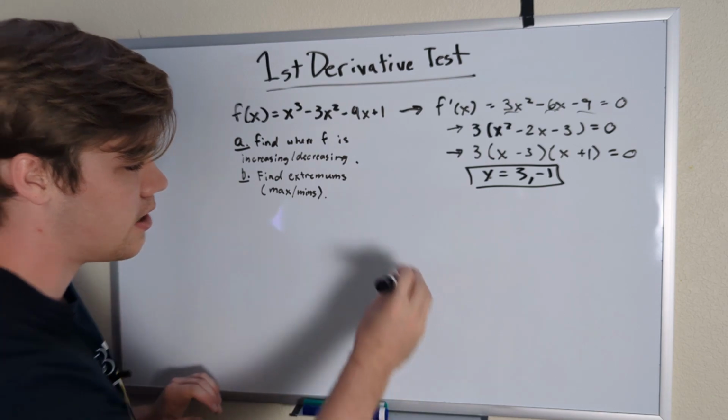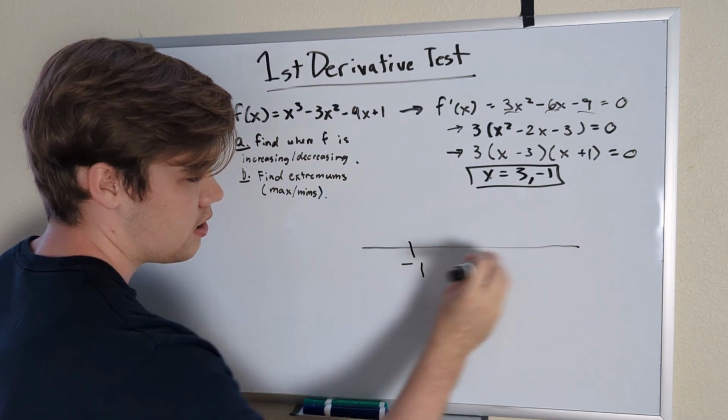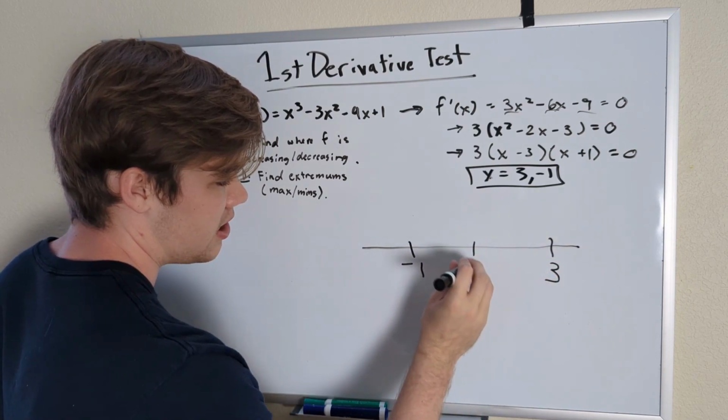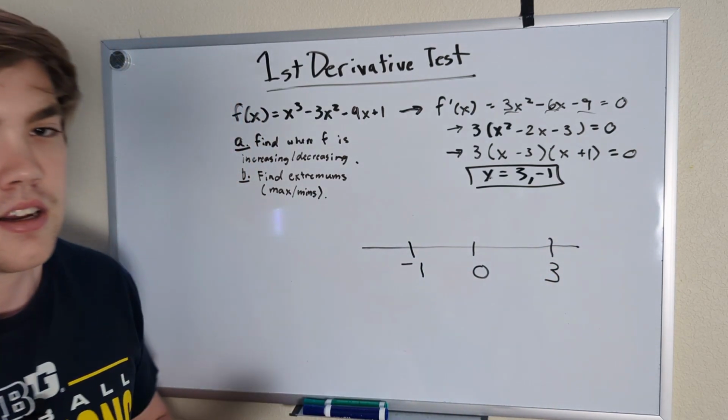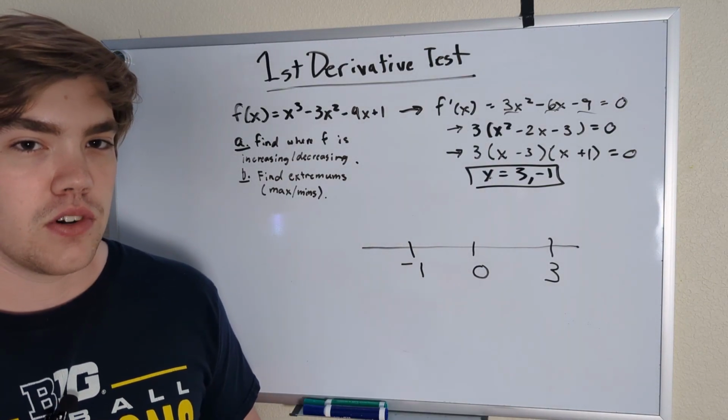Let's build out that sign chart. Our sign chart will look something like this. I'm going to mark -1 here, 3 will be way over here, and I'm going to mark 0. I know that's not even, but for our purposes, it's fine. So at -1 and 3, we know that our function will equal 0.